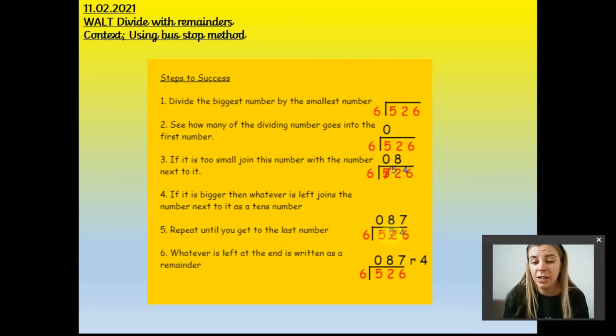Again, if you need to, cross it out when you've done it so you know that's done, you don't have to worry about it. And then it says repeat until you get to the last number, and whatever is left is written as a remainder. So we do a little r and then whatever the remainder is, okay?